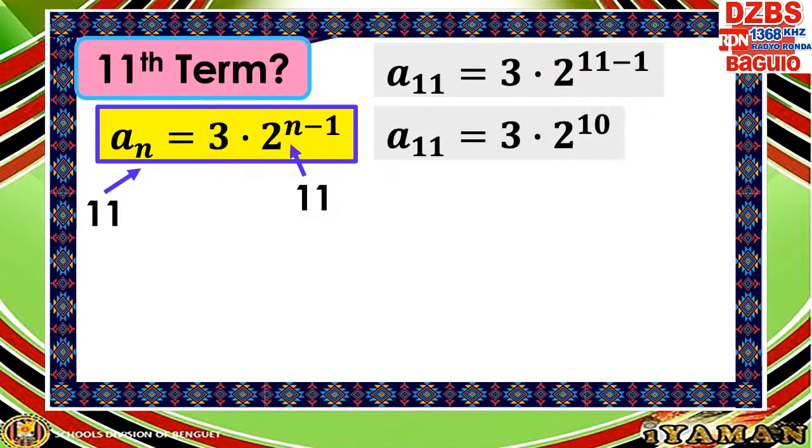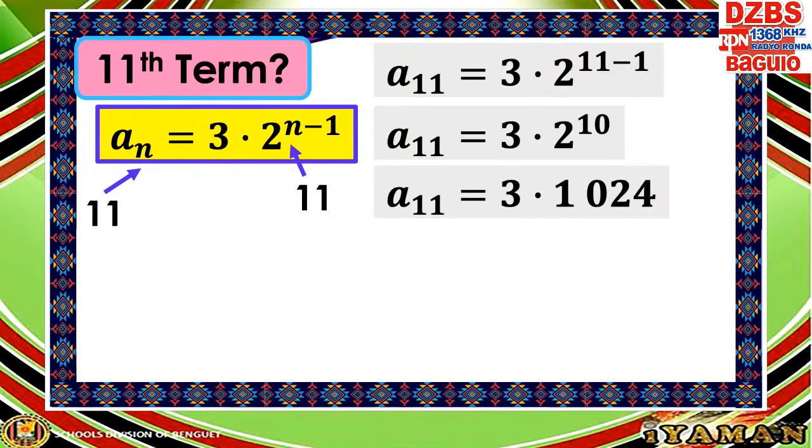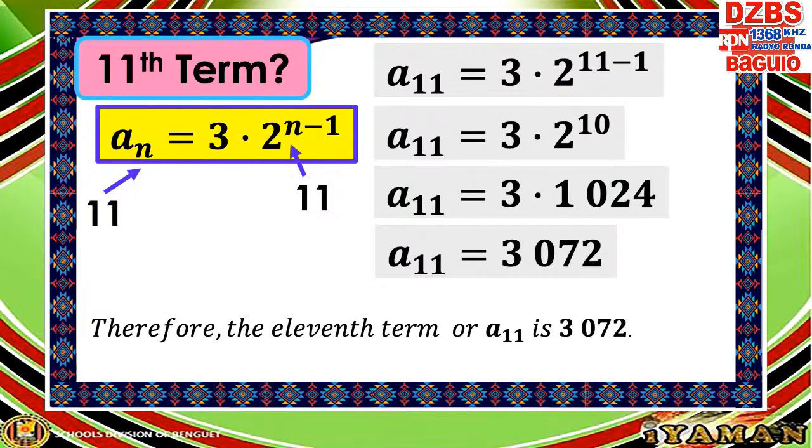2 raised to 10 is 1024. Multiply it by 3, that gives us 3072. Therefore, the 11th term, or a sub 11, for this sequence is 3072.